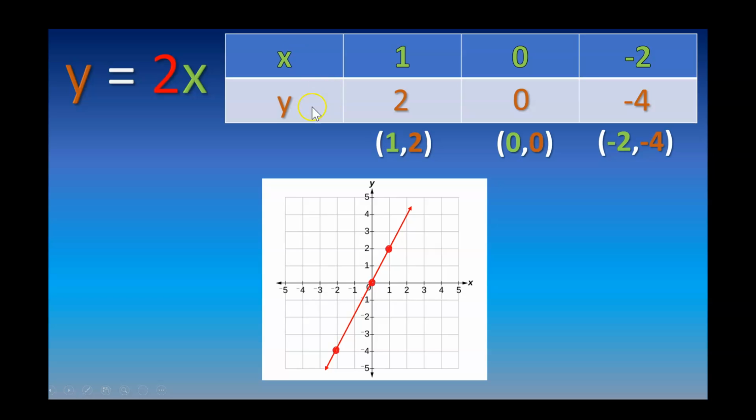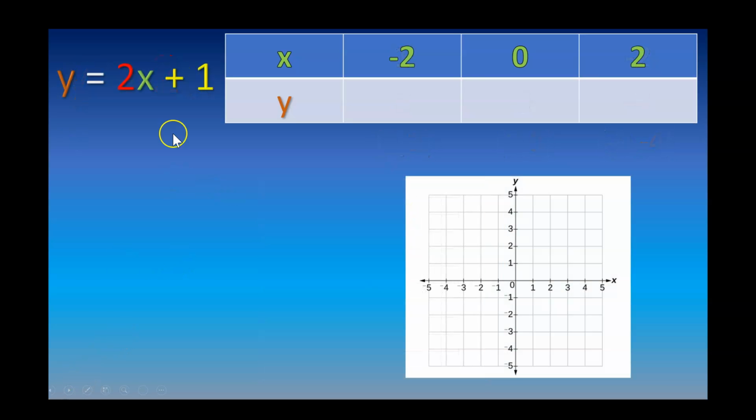Because these are x and y numbers, we can turn them into coordinate pairs: (1, 2), (0, 0), and (negative 2, negative 4). If we have the coordinate pairs, we can put those as points on a graph, and those points will create a perfectly straight line. That's why this is called a linear equation, because it creates a line. What we will be adding today is addition or subtraction at the end of the equation. So our new equation is y equals 2x plus 1.